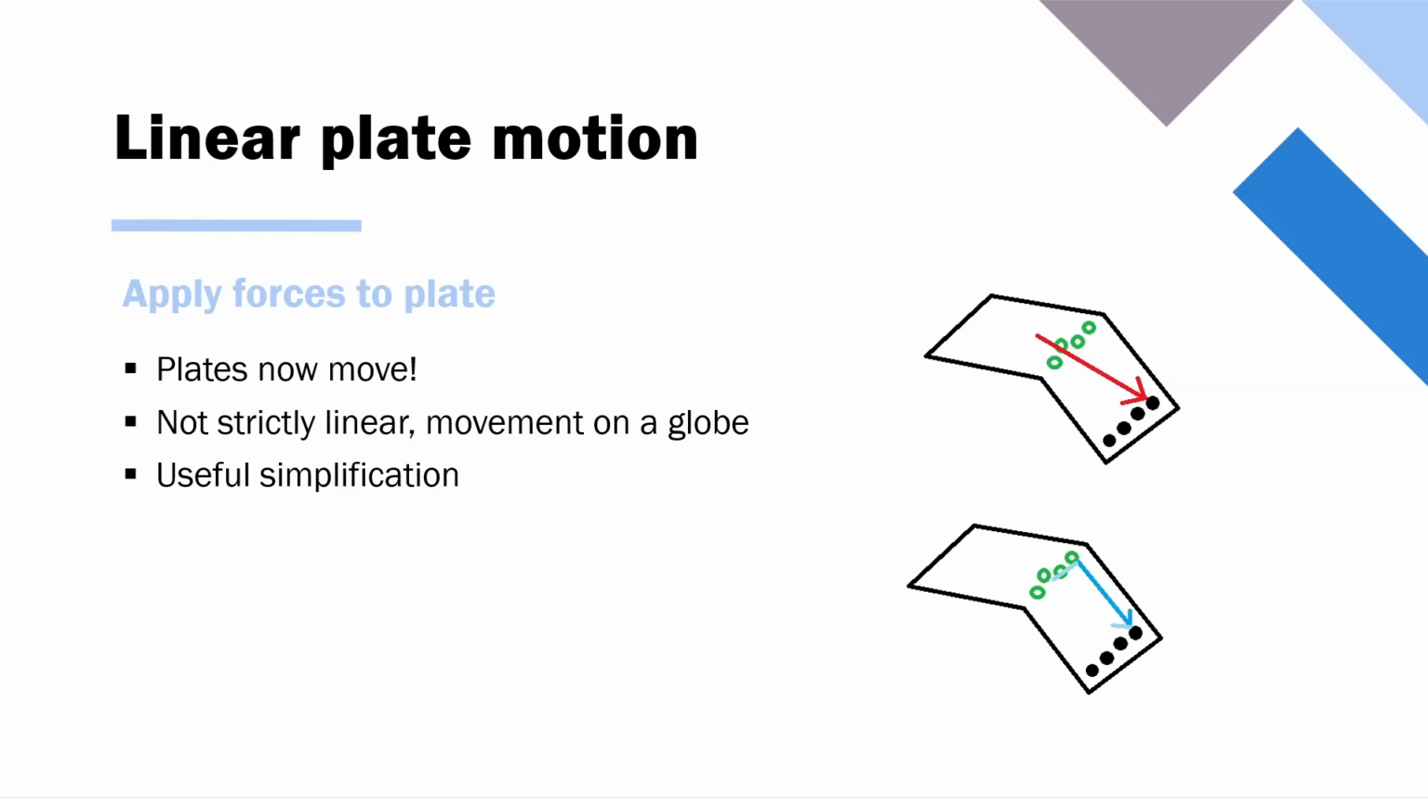Objective 2 was applying motion to the plate, so starting with linear motion. So we now are in a position where the plates move, and when I say linear, I mean that the plate is not rotating around its axis, it is just moving, think linear momentum, that kind of thing. Now obviously this plate is moving on a globe, so it is rotating, but it's rotating around the globe, not around its own centre of mass, and so I'm just going to keep calling it linear motion because that's a useful simplification. So we have a video of that as well.